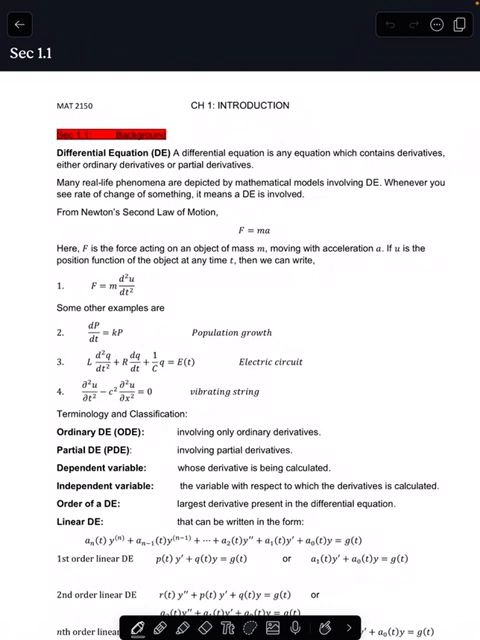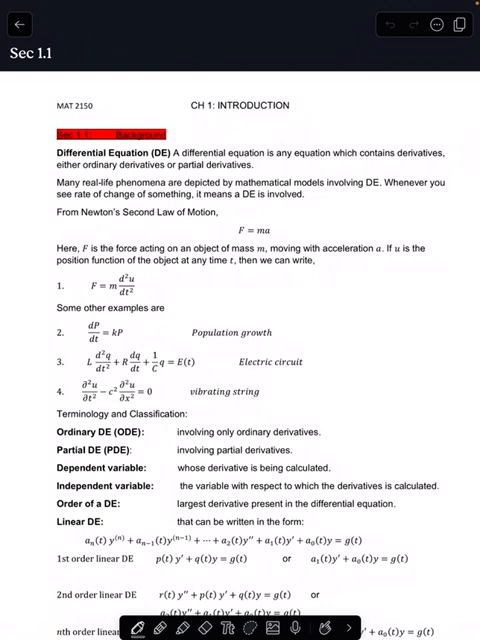Hello, we are starting chapter 1 here. It is Introduction to Differential Equations. The first section, 1.1, we start with some background. You have already seen some differential equations in previous classes.